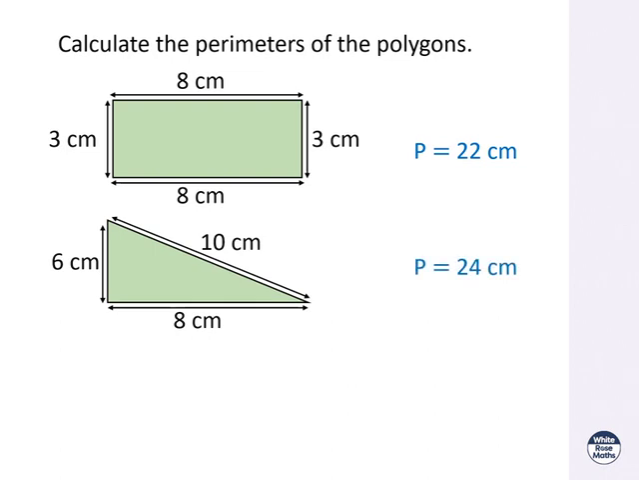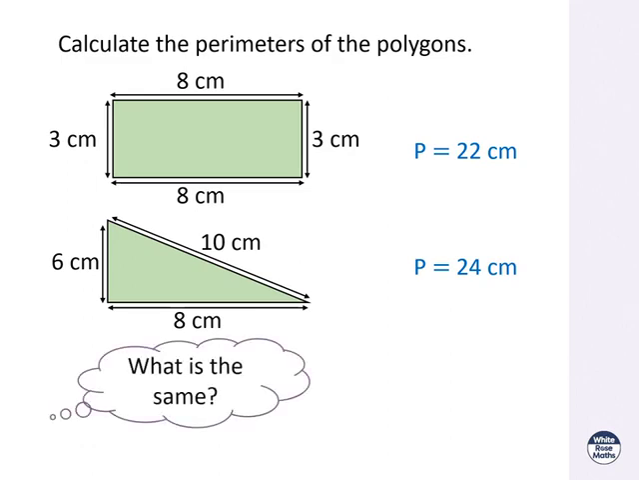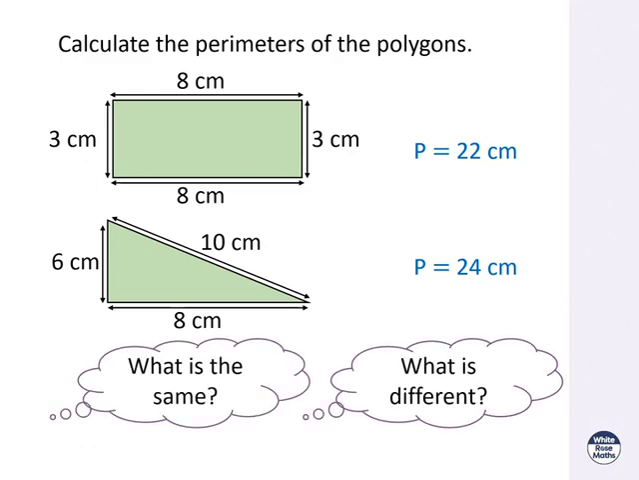Think about how you calculated the perimeters. What is the same and what is different? You may want to talk to a partner about these before moving on.